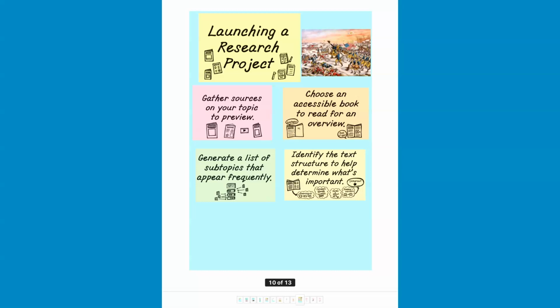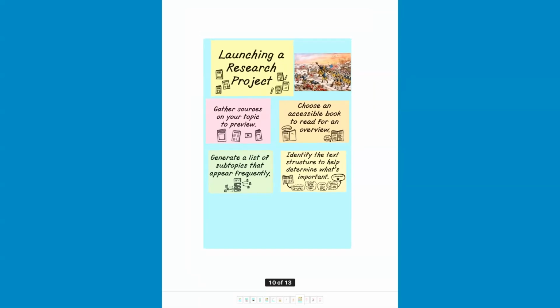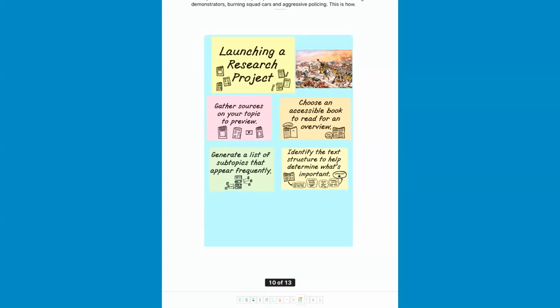We are up to lesson 3 of the American Revolution research project. Here is the chart that we have been growing together. We began to launch the research project by gathering sources on our topic to preview. We chose a book to give us an overview of this topic. We started to come up with a list of subtopics that appear frequently, and last time we were together, we used text structure to help us determine what is important in the text. Today we're going to try something new, so let's give it a go.